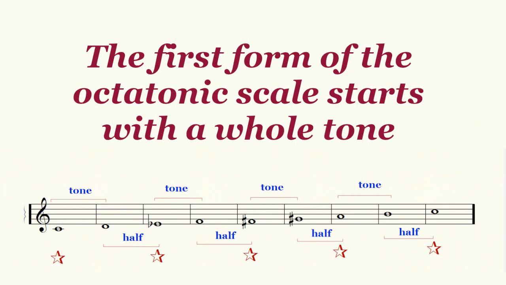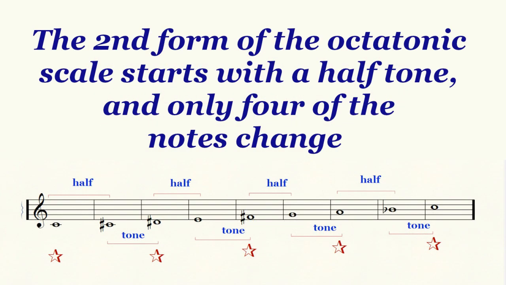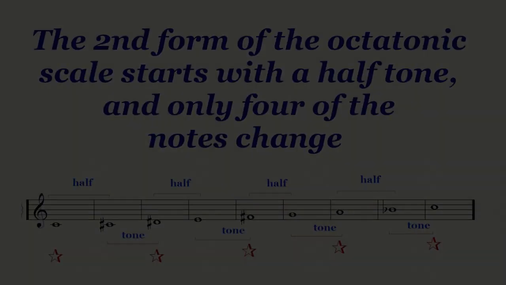One form of the octatonic scale starts with a whole tone, and this is the first form. Another form of the octatonic scale starts with a half tone, and that is the second form. In either case, you have the same alternation of whole tones and half tones, but the interval that you start with affects the accent and so changes the feeling.